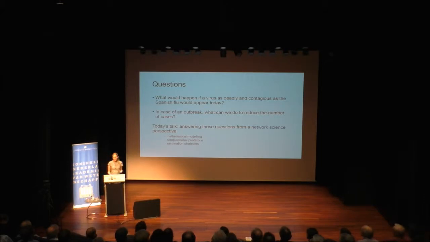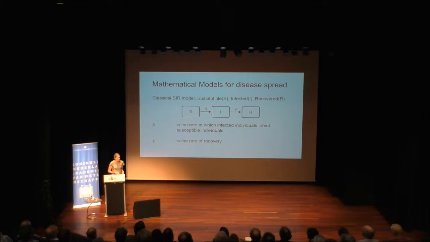So in today's talk, of course, we're going to look at these questions from a networks perspective. And we're going to look at mathematical modeling, computational prediction, and vaccination strategies. We start with a mathematical model that does not include networks yet, but we'll get there. We start with a classical model, and the reason I'm showing it to you is that it's quite simple, but it already illustrates some of the insights you can get from mathematical models. It's called the SIR model, after the three categories that you divide your population into.